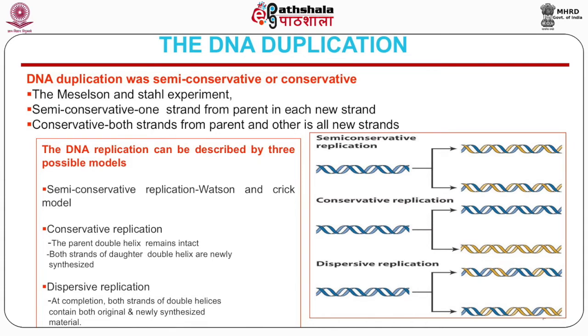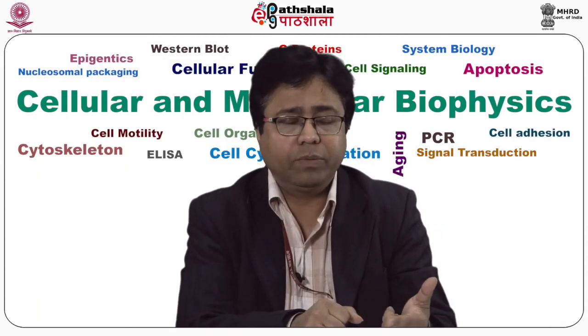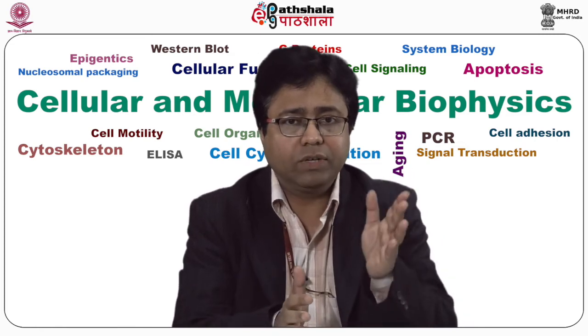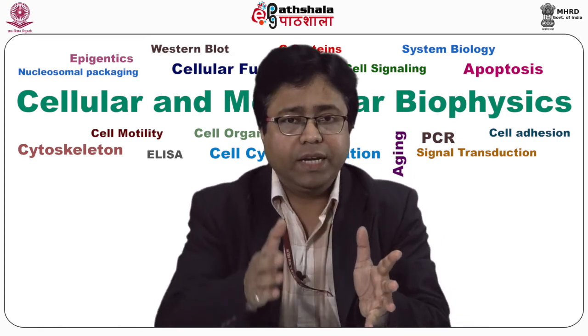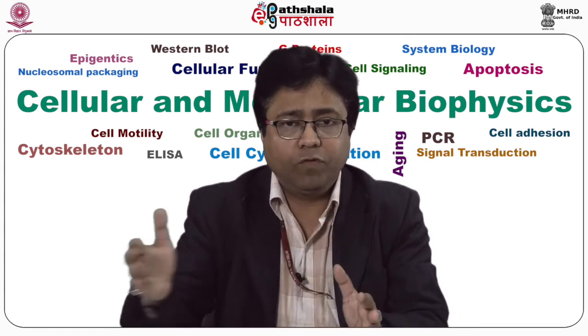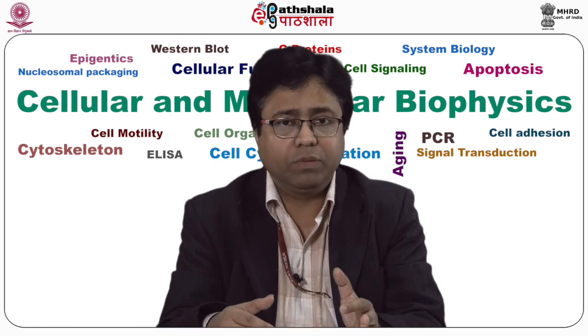Now there is a semi-conservative mode of replication, which says that, look, there are two strands of the DNA, but one of the strands is going to act as a template and create a new strand, and then it produces a hybrid strand, and so forth. That's known as the semi-conservative mode of replication.